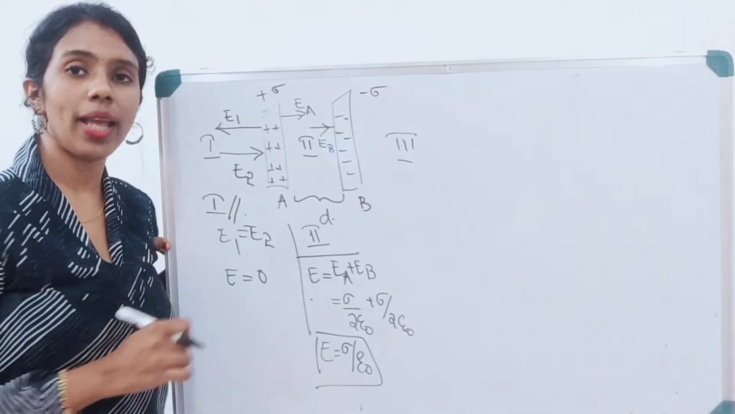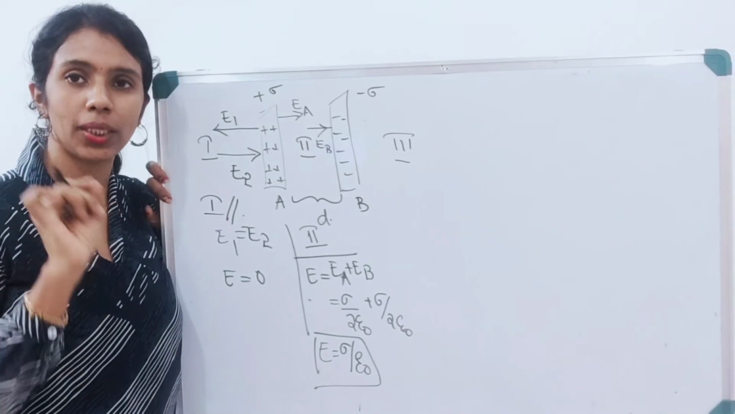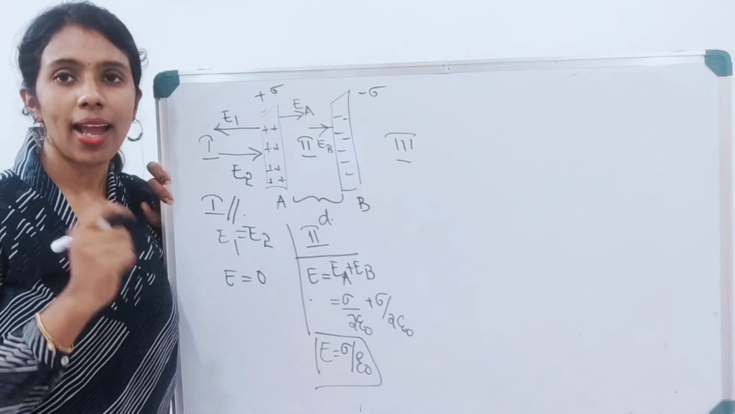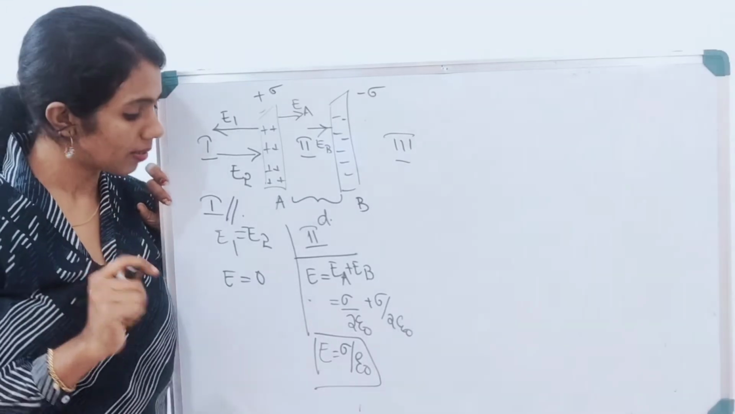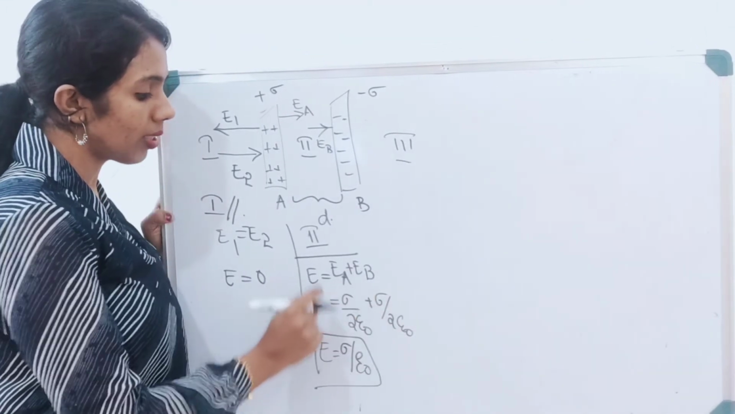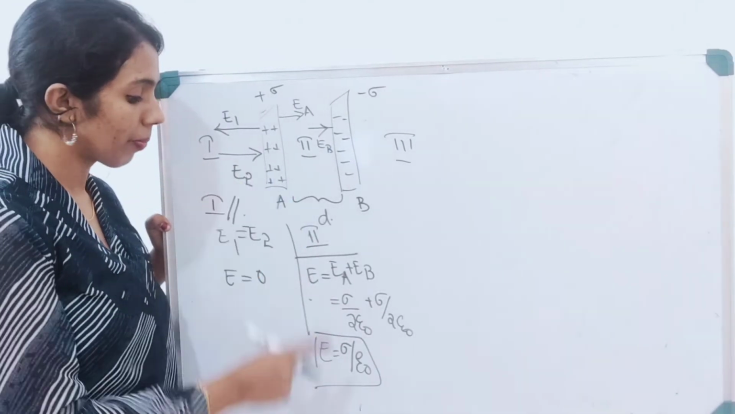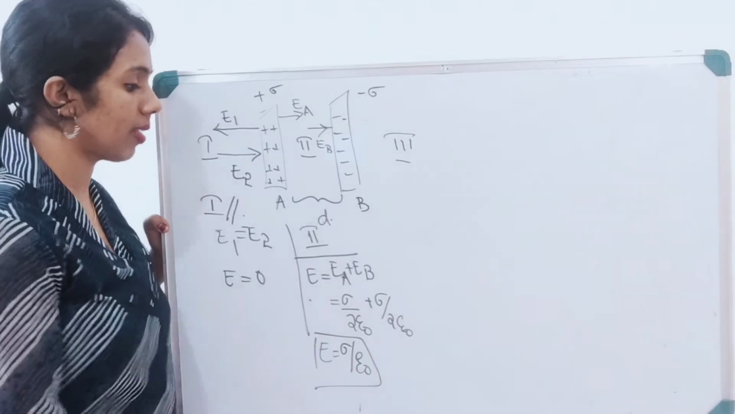And sigma by 2 epsilon 0 is the electric field due to a charged thin sheet, which we obtained using the Gauss theorem, and that derivation is in the description box. So by adding both these electric fields, you will get the electric field in the region between the plates. So E is equal to sigma by epsilon 0.